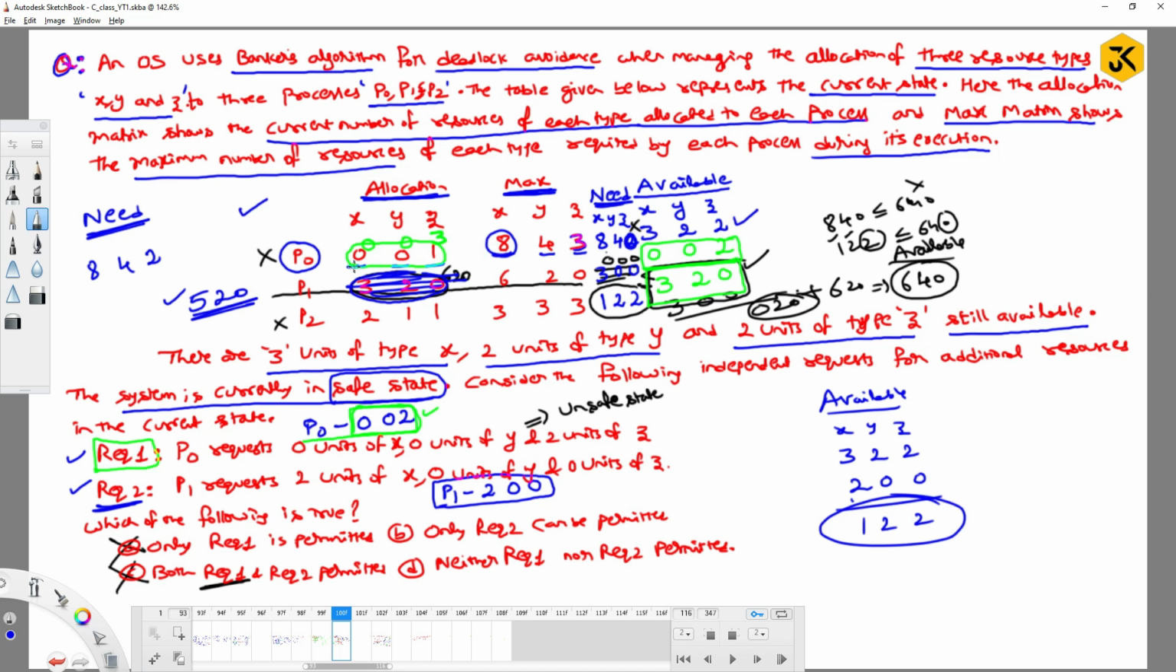8 minus 0 is 8. 4 minus 0 is 4. 3 minus 1 is 2. And for P1, 6 minus 5 is 1. And 2 minus 2 is 0. 0 minus 0 is 0. And for P2, 3 minus 2 is 1. 3 minus 1 is 2. 3 minus 1 is 2. This is the need, guys. Need of P0, P1 and P2.